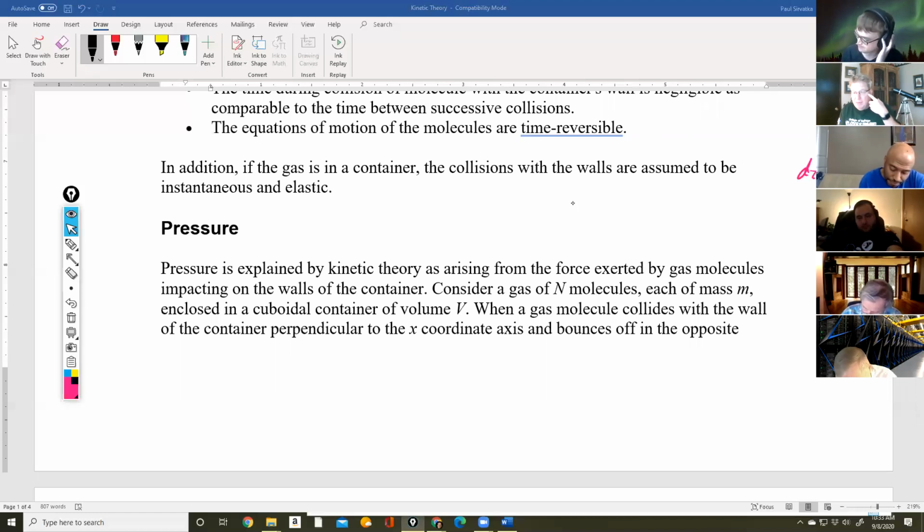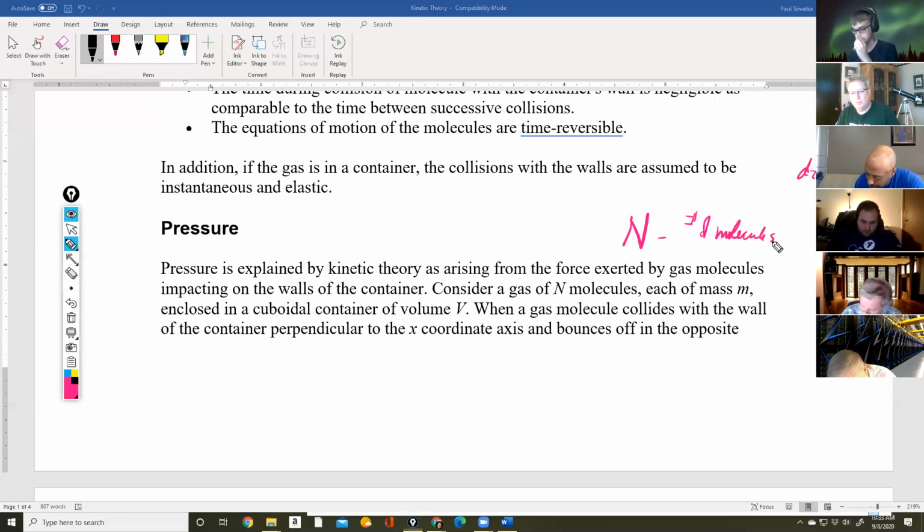Consider the gas of N molecules. So now we're going to use capital N as the number of molecules, each with mass m, little m, in a cuboidal container of volume V. Okay, then I talk about acting perpendicular to the coordinate system. So watch this.